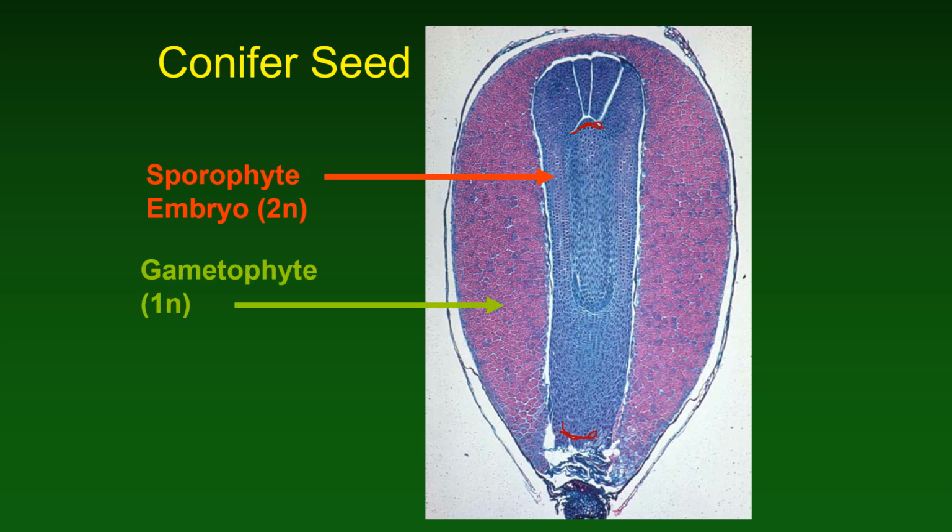And then surrounding that is what's left of the gametophyte. The female gametophytes in the gymnosperms contain lots and lots of cells, but most of those cells are going to end up surrounding the sporophyte embryo as food. So this is the food source that has been packed away to help feed that little plant as it starts growing before it can photosynthesize on its own.